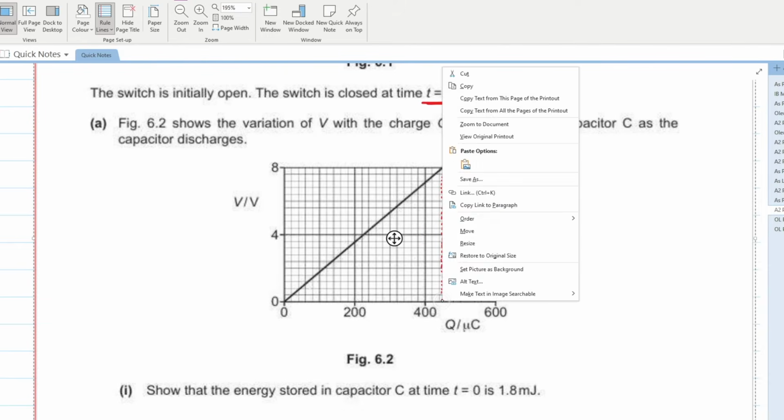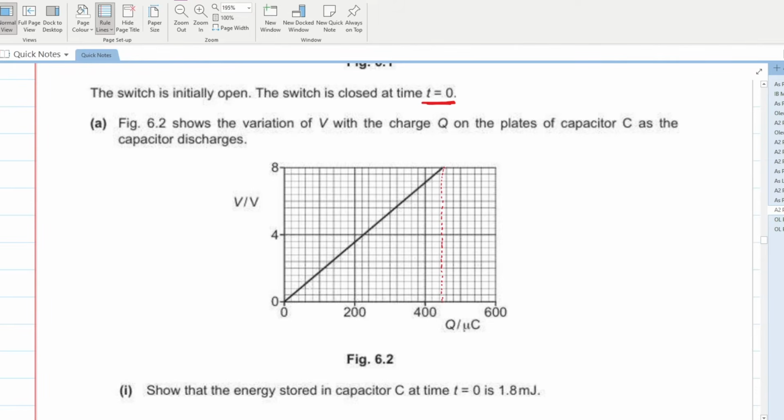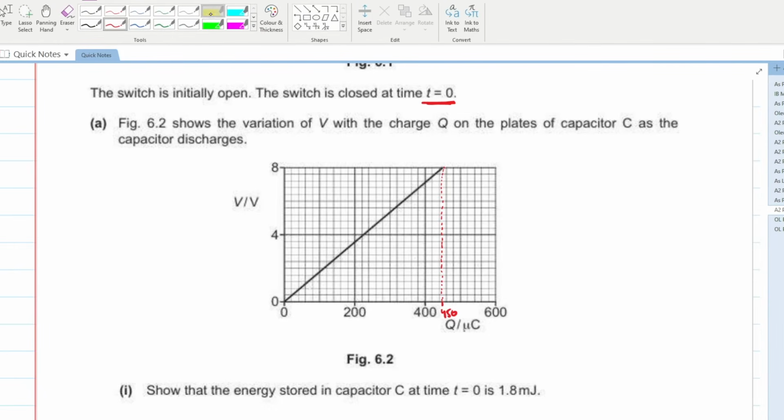This is roundabout what? This is roundabout 450. And what is the height? 8. Can I calculate this area under the graph? Yes, I can do that.